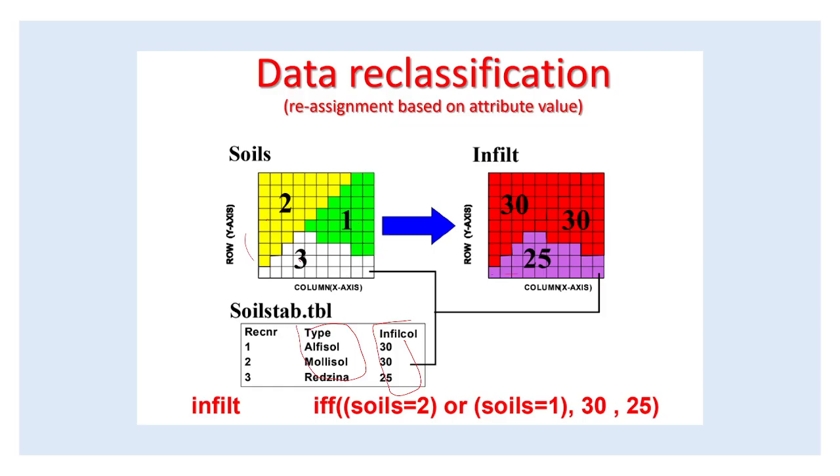So if two adjacent areas have the same infiltration value, then they appear as one single polygon. So here you can see alfisol and mollisol. Mollisol has the same infiltration value of 30. So when you reclassify this, you have just two classes available because alfisol and mollisol have the same infiltration number given here.